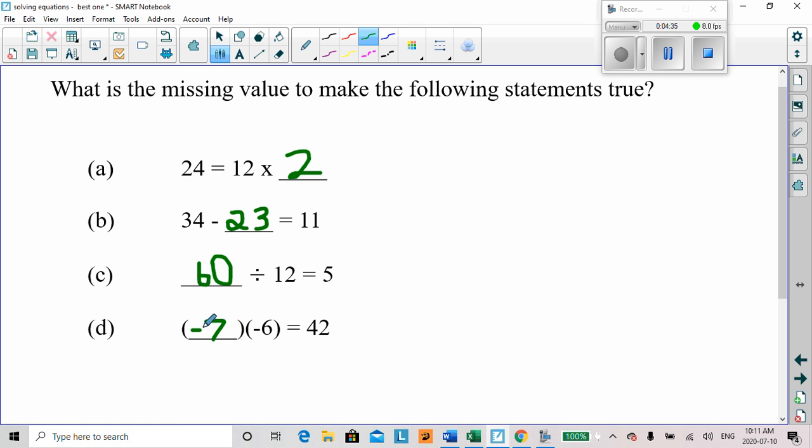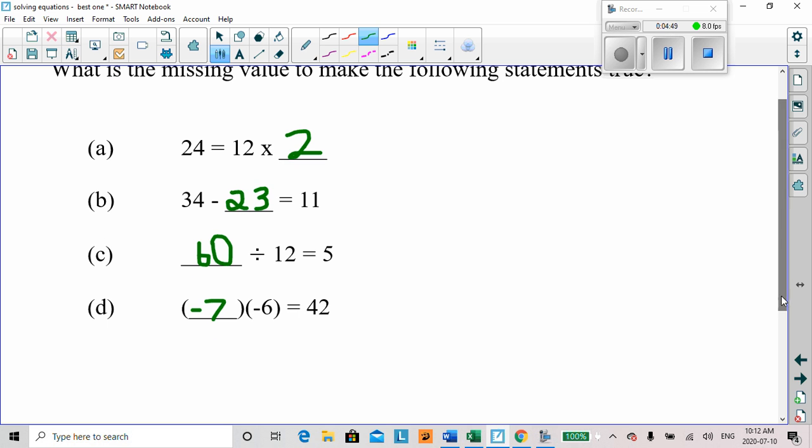So this is not the method. I'm just showing you how to make true statements. This is not the method that we're going to use. I'm going to teach you a method that will always work for getting the answer, where you don't have to guess and you don't have to play with your calculator.